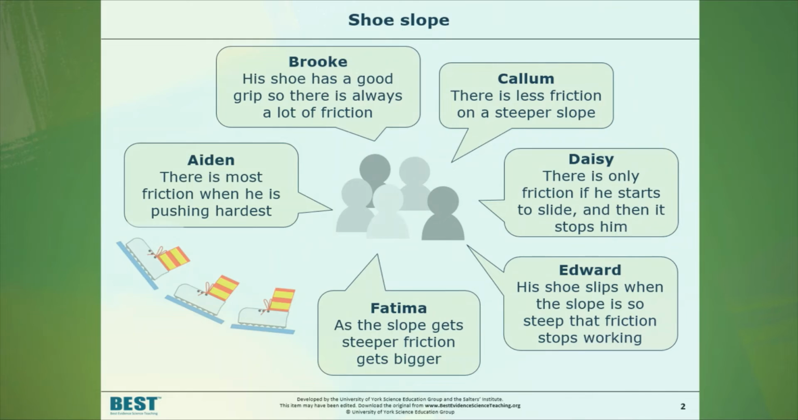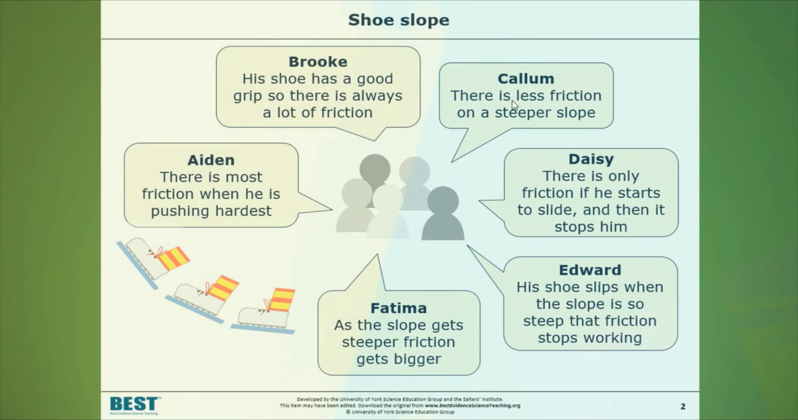Okay, so I will pick Brooke, Daisy, and Edward. These three said the correct thing about friction force. Brooke said his shoe has a good grip, so there is always a lot of friction. Daisy is also correct that there is only friction if he starts to slide and then it stops him.